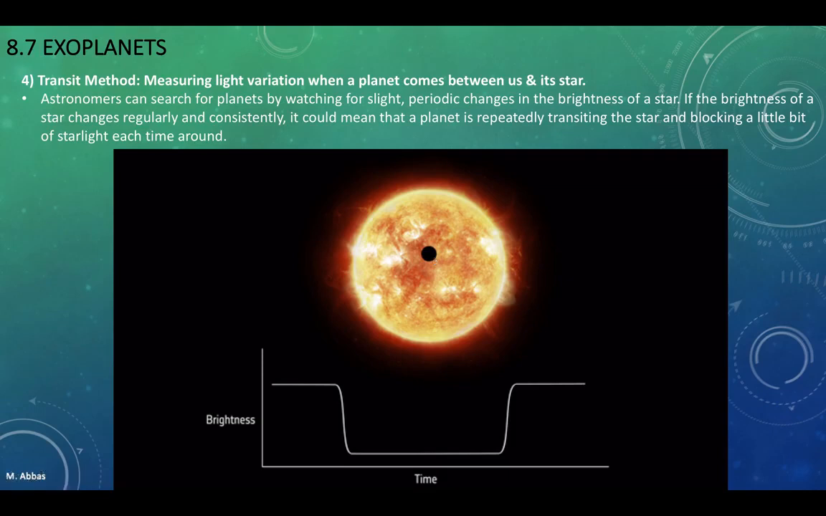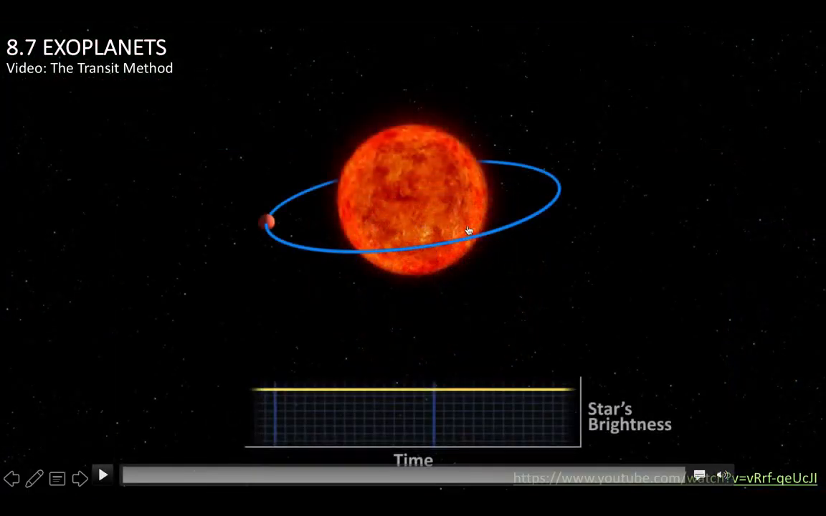I mean, logically it should be diminished. The light should be slightly diminished because some part of the light is being blocked, like here. And this is what we call the transit method. I know it's not very clear yet, so let's look at this one here.